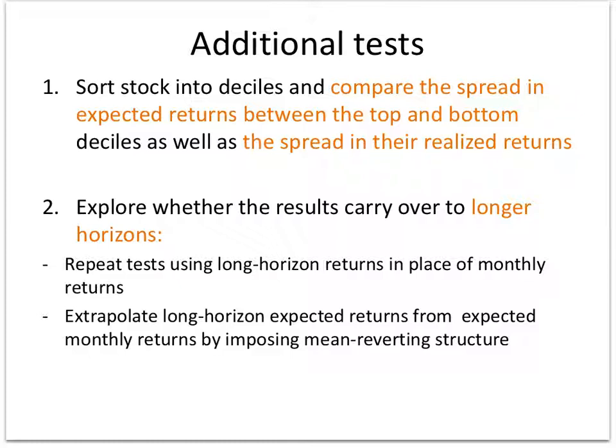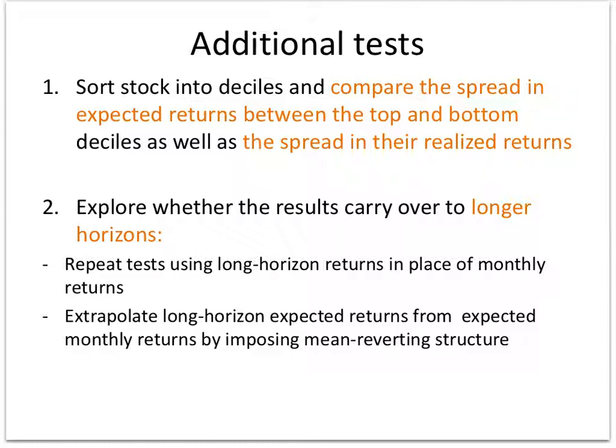And next, we explore whether results carry over to longer horizons. By longer horizons, we mean 6 months or 12 months, which will be more than 1 month's return. And there are two approaches we can take. The first one is we just repeat the test using long horizon returns in place of those monthly returns in previous tests. The second approach, we can extrapolate long horizon expected return from those expected monthly returns, but impose mean reverting structure.